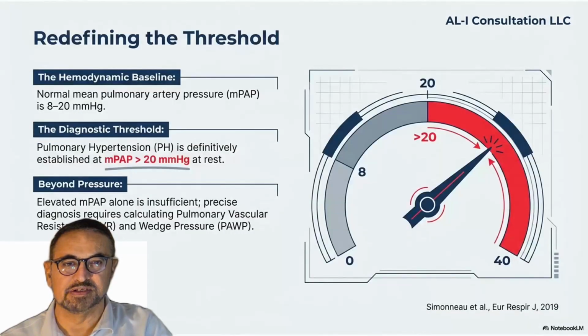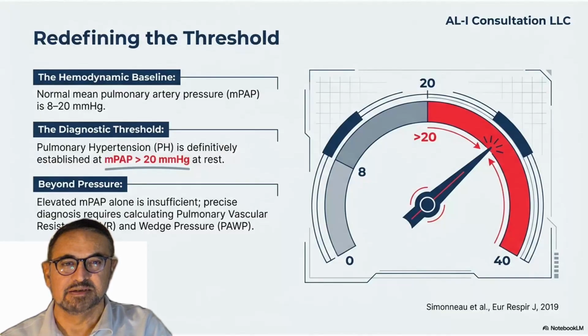Updated hemodynamic definition. Start with the updated hemodynamic definition. Normal mean PA pressure is roughly 8 to 20 millimeters of mercury. Pulmonary hypertension is now defined as a mean pulmonary artery pressure of greater than 20 millimeters of mercury at rest.